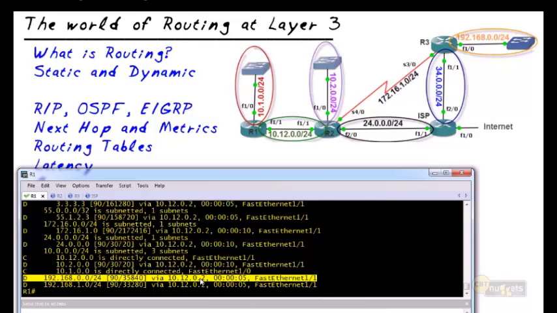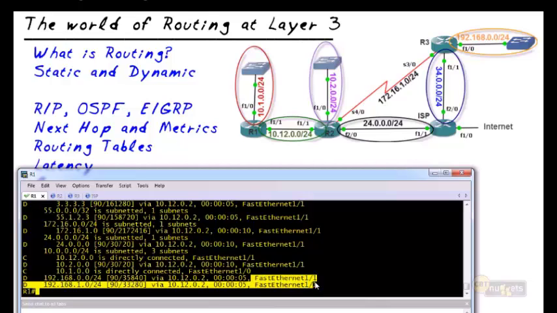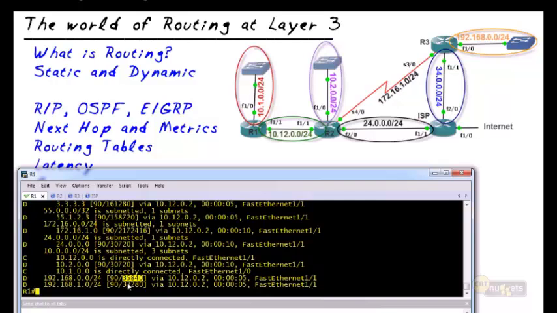The next hop is 10.12.0.2. I'm going to use FA11 as my exit interface to reach it. And here's the metric. That metric is a function of bandwidth and delay calculation, so we're grateful for the mathematicians that have figured all that out for us. But the reason for a metric is if my router received two routes from two different sources, it would go ahead and use the lowest of the two metrics from that same routing protocol it learned it from to choose its best possible path.